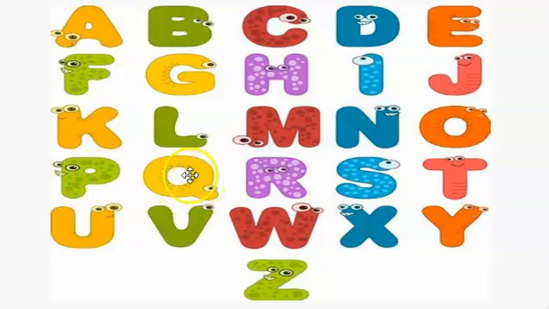Q. Q is for queen. What sound does a duck make? Quack, quack. Q is for quack. R. R is for radio. R is for run. Which color starts with the letter R? Red. R is for red.